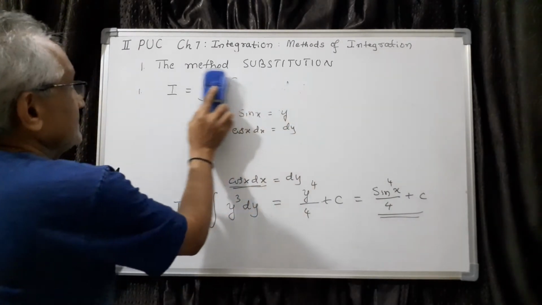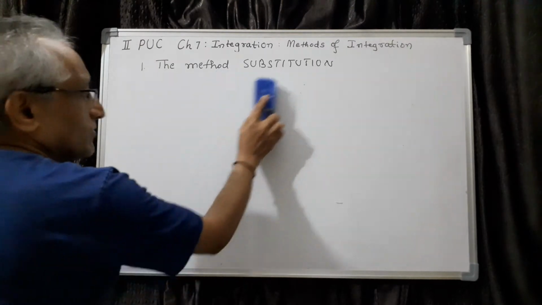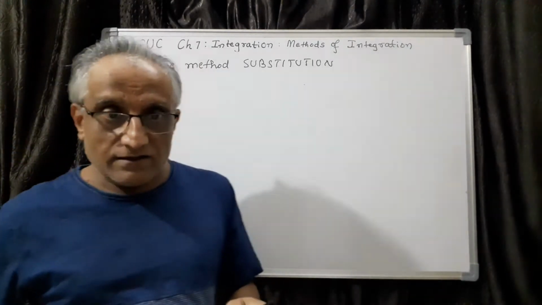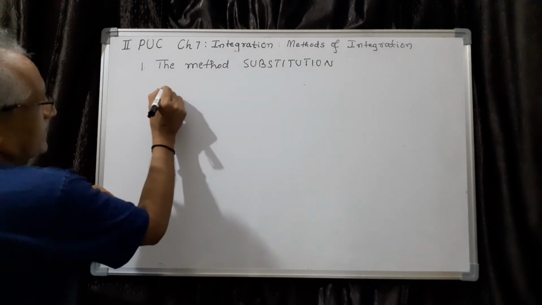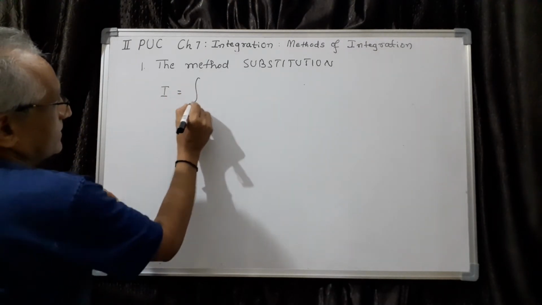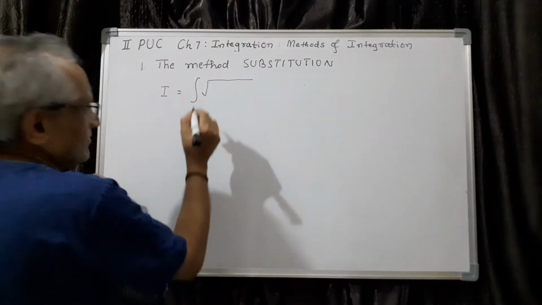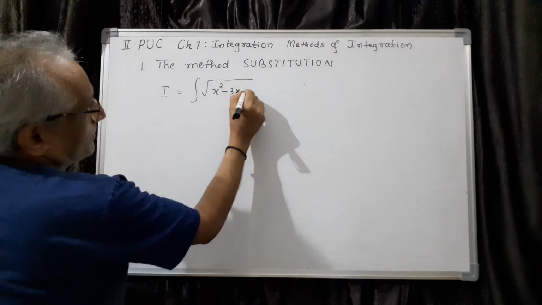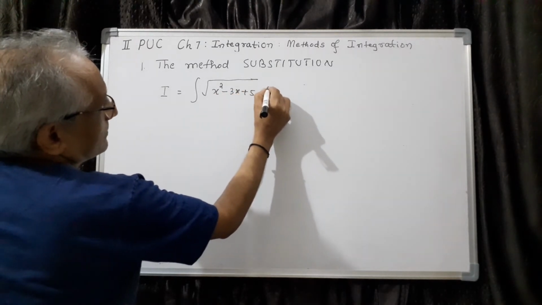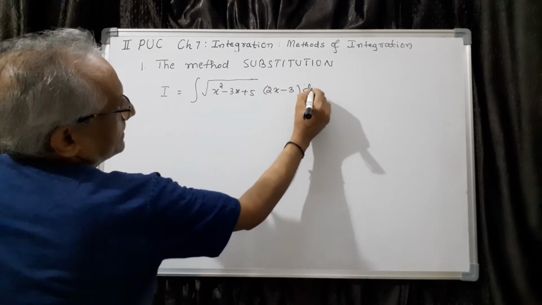So let me take the second example also, all the three. Then we will take some more examples to make clear about this method. So the second question was, let us take I equal to integration of square root of, for example, x square minus 3x plus 5, then 2x minus 3, then dx. You can take anything.